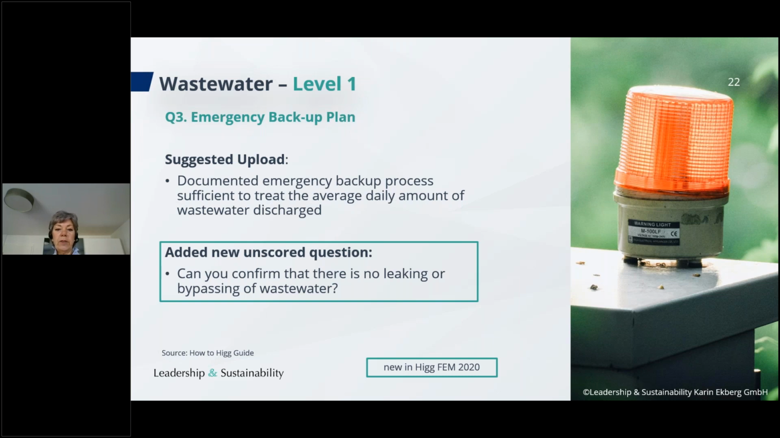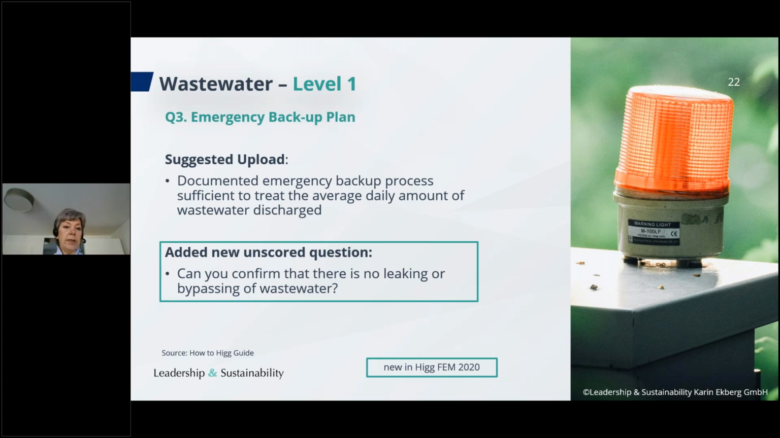So again, we have this question about leaking or bypassing of wastewater, a bit different than the first question where we were asking if you had leakage into the stormwater drainage. But here you just have to make sure that you have no wastewater leakages anywhere in your factory.